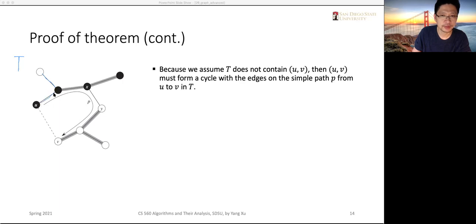And the edges connected here form the minimum spanning tree T, okay? And you can see that some edges are in shaded color, and these edges are the subset A that we are growing currently, okay? So the assumption says that because we assume T does not contain U and V, the edge is not there, it is a dashed line, okay?